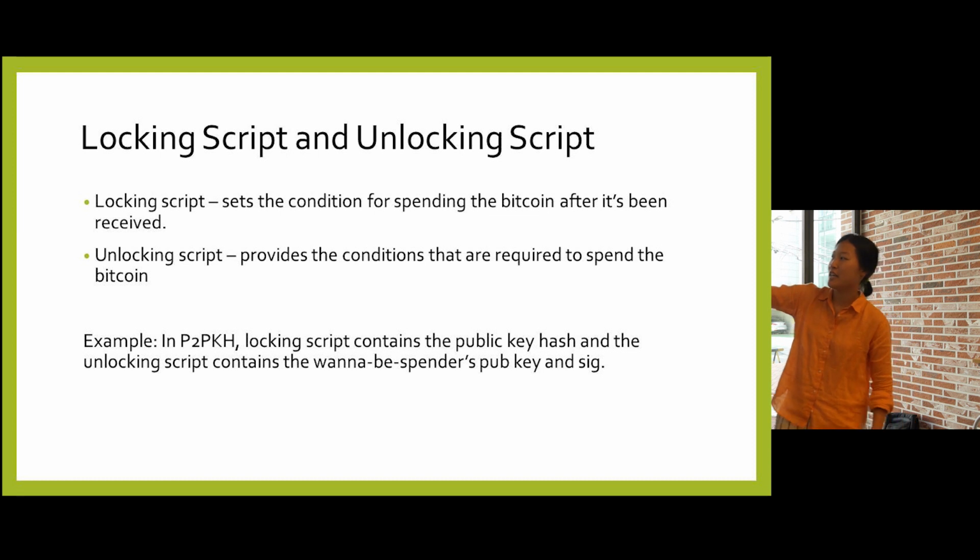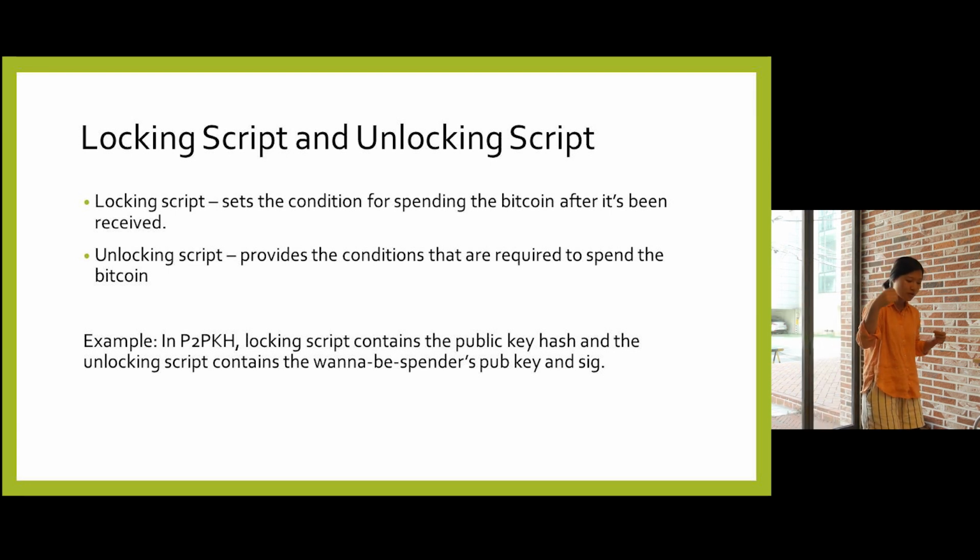Locking script here is nothing but that condition you saw in the quotation bubble. It's the condition that the sender sets. I'll just read it out: it sets the condition for spending the Bitcoin after it's been received by someone. And the unlocking script, literally unlocking, means the data that satisfies those conditions, which you have to provide in order to use that money.